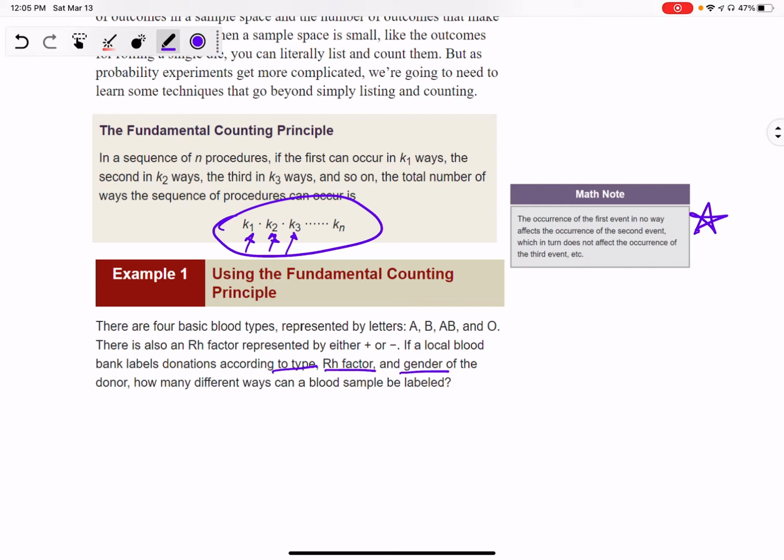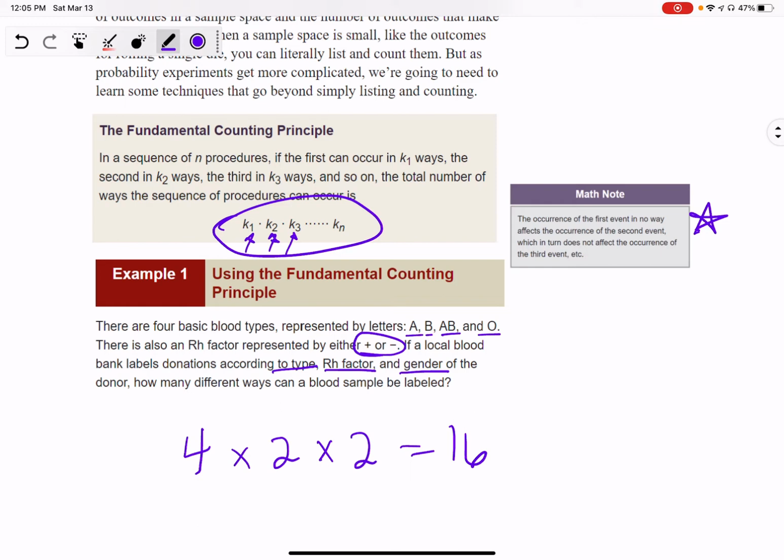Okay, well, blood type, we have 4: 1, 2, 3, 4. Our RH factors, we have 2: 1, 2. And gender, we have 2. If we multiply those out, 4 times 2 is 8, times 2 is 16. So in this case, we have 16 different ways that blood can be labeled.